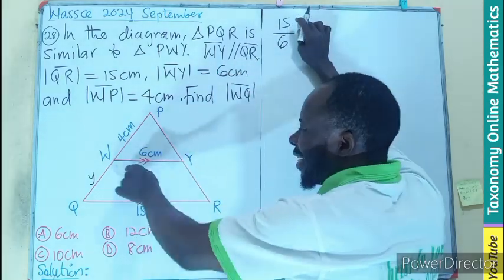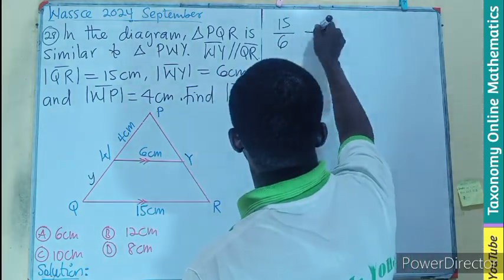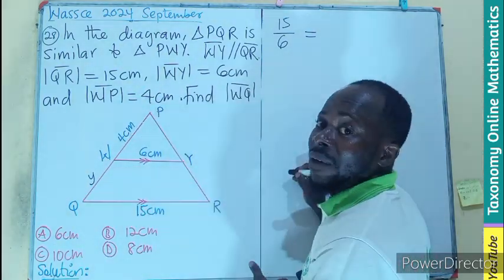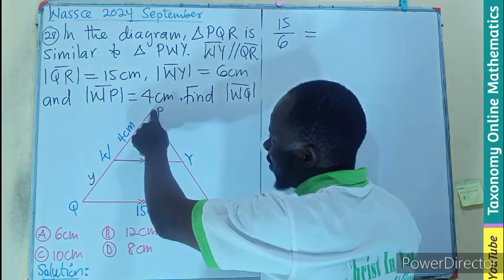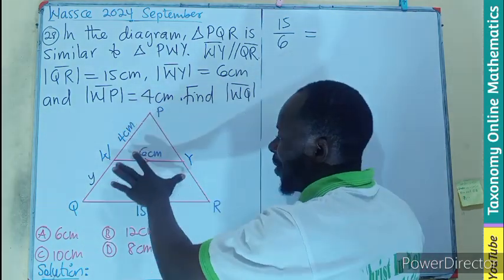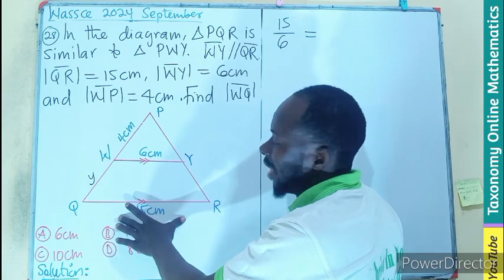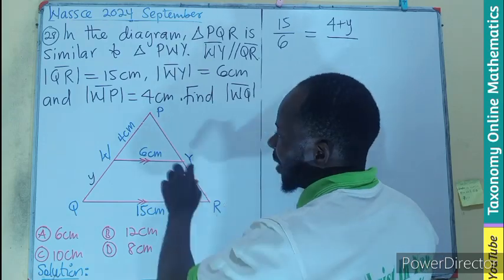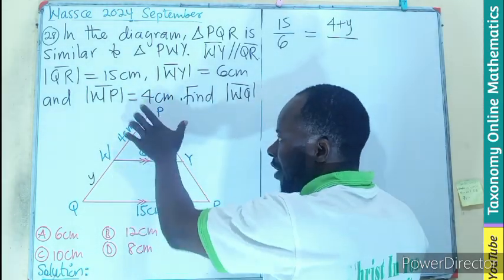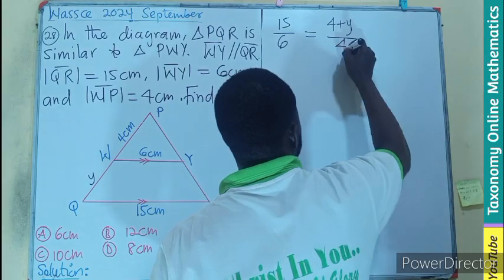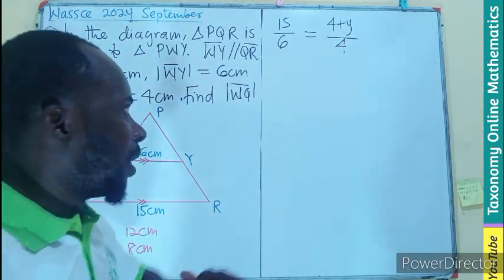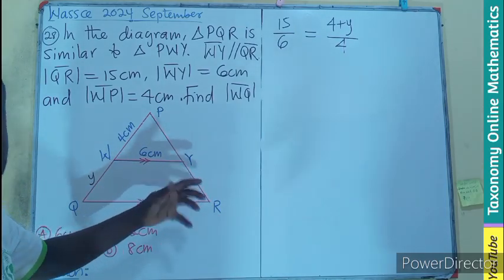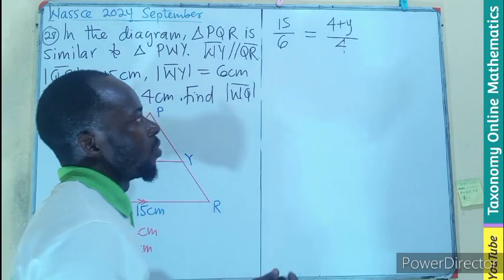This is the ratio of the horizontal length, and it should equal the ratio of the left slant side and the right slant side. So this is PQ, forming the bigger leg of the triangle, right? That will be 4 plus Y, divided by the slant left side of the smaller triangle, which will be 4. The ratio of their corresponding sides will be equal. This will also equal PR divided by PY, which gives the same corresponding ratios.